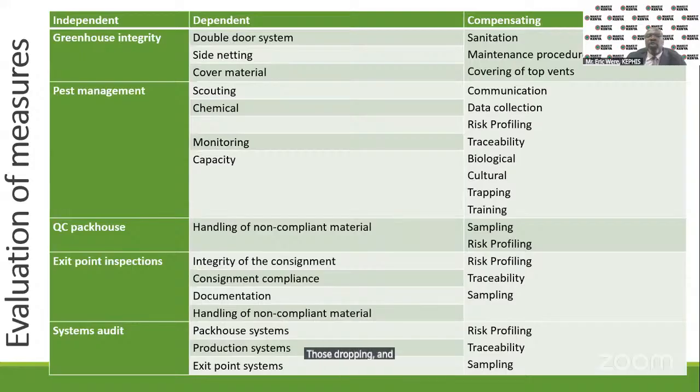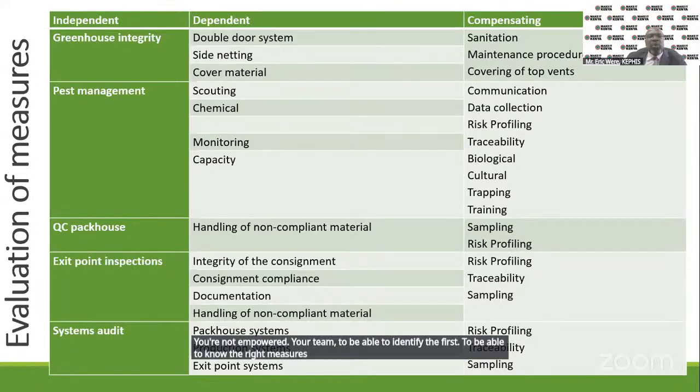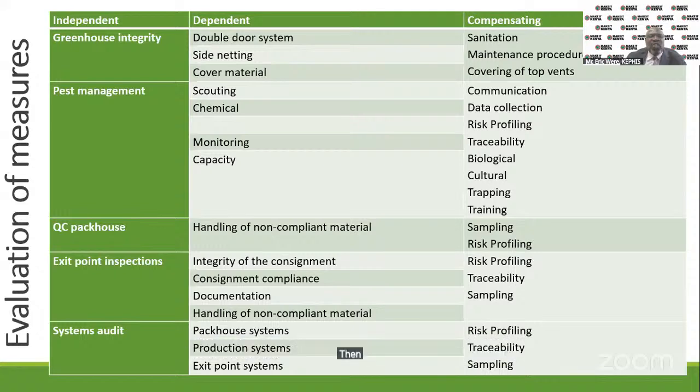Why do we say that training is a compensating measure? You will find that if your capacity is not good enough, you have not empowered your team to be able to identify the pest, to be able to know the right measures that they are supposed to take whenever there is a detection of a particular pest, then you need that training.